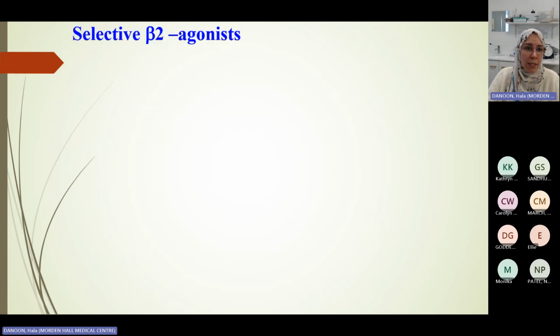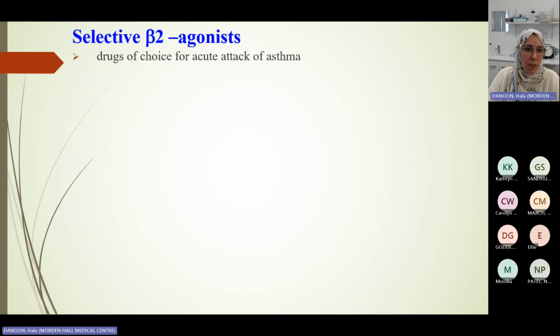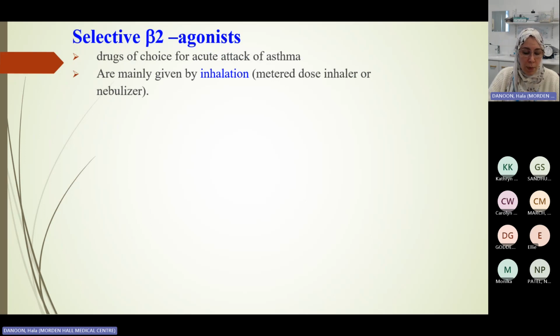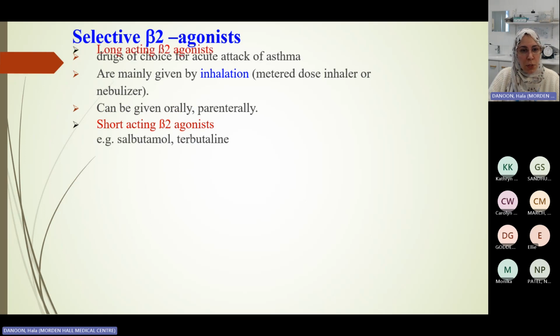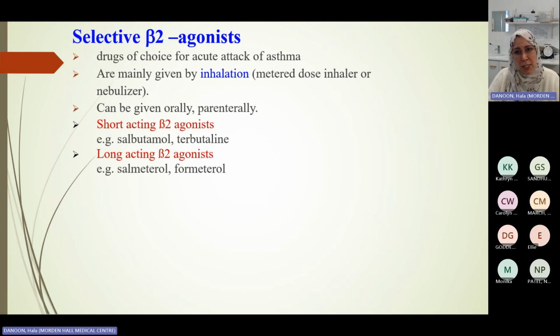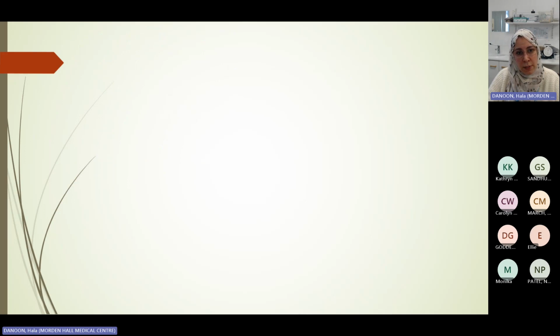When it comes to selective beta agonists, they are more favorable for acute attacks of asthma. They are mainly given by inhalation, though they do come as an IV as well. There are the short-acting beta agonists like salbutamol and terbutaline, and the long-acting beta agonists like salmeterol and formoterol. These are the main two that are used within inhalers.